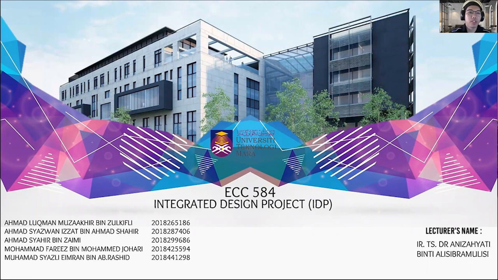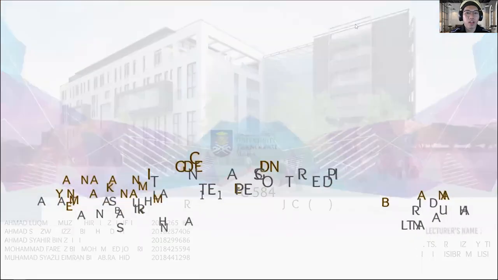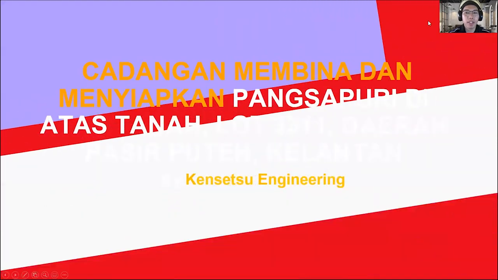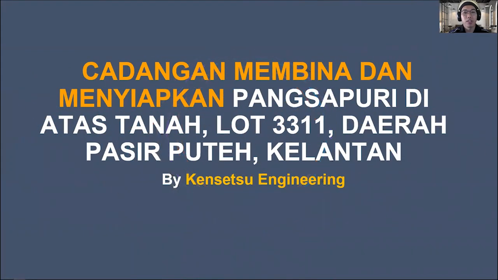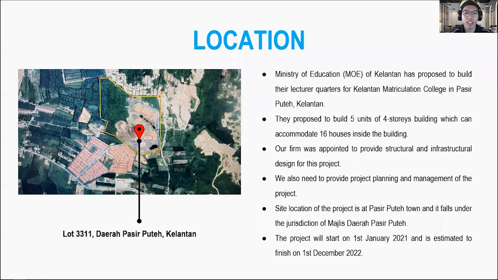Okay, let's move on to the next slide. Our project title is Cadangan Membina dan Menyiapkan Pangsapuri di Atas Tanah Lot 3311, which is located at Daerah Pasir Putih, Kelantan. By referring to this slide, this is our real location taken from Google Maps.